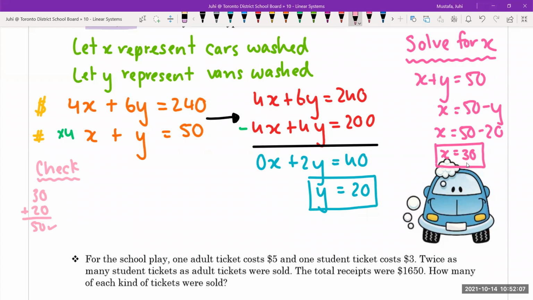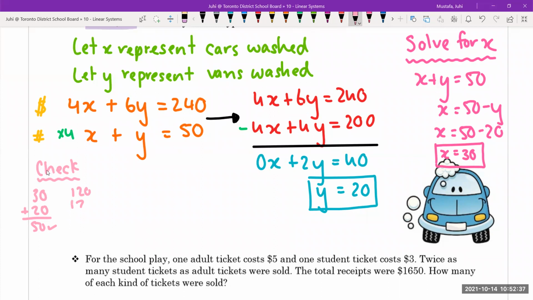So every car wash costs $4. So 4 times 30 is 120. And every van we wash costs $6. So 6 times 20 is also 120. And that equals 240. So that works out as well. So both of my numbers are correct. And now I can go ahead and write my therefore.